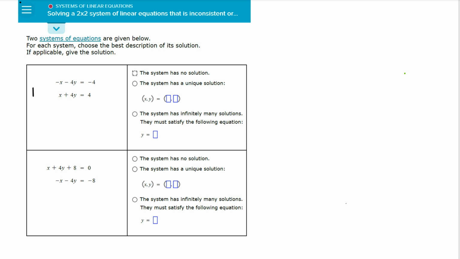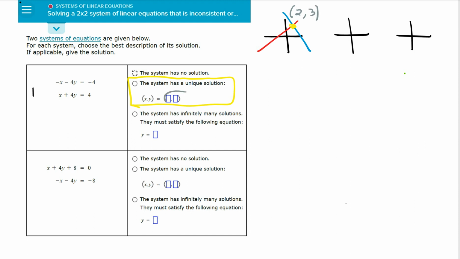When you're solving a system of linear equations, one of three things can happen, and I'm going to use graphs to explain it. The first one is you graph a line, and then you graph another line, and they intersect at a point right here. That is when you're going to get this: the system has a unique solution. And then you just type in whatever ordered pair that is, like 2, 3, and that's what you'll put in here.